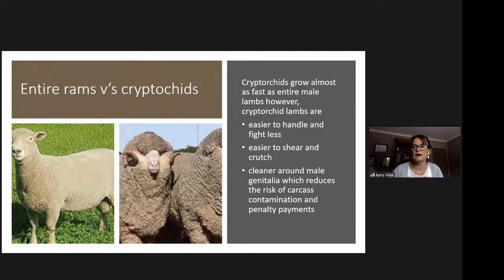Okay, then moving into entire rams or crypt orchids. So remember, by crypt orchiding them, you are taking away their testicles, or you're pushing their testicles up into the body, and therefore the sperm dies because it's too hot. These animals, these lambs predominantly that we do them with, are usually easier to handle, but they still have the male genitalia, which means that they grow faster. So that is why they're often used.